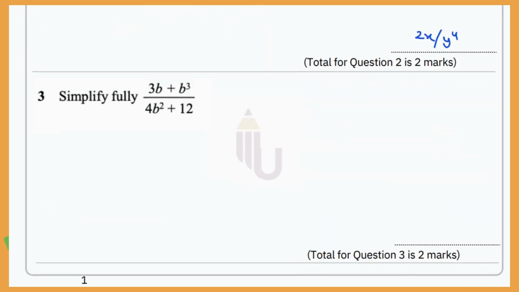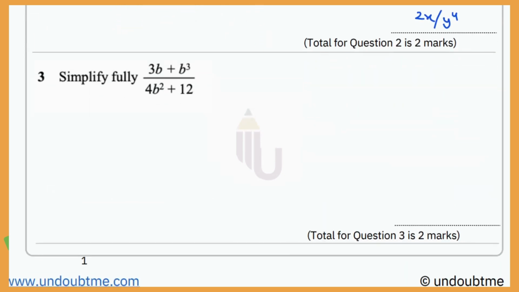Next question. In this question also you can see that in the numerator I can take b common, so I'll be left with 3 plus b square, while in the denominator I can take 4 common, so it will be b square plus, from 12 if 4 is taken then 3 will be left.